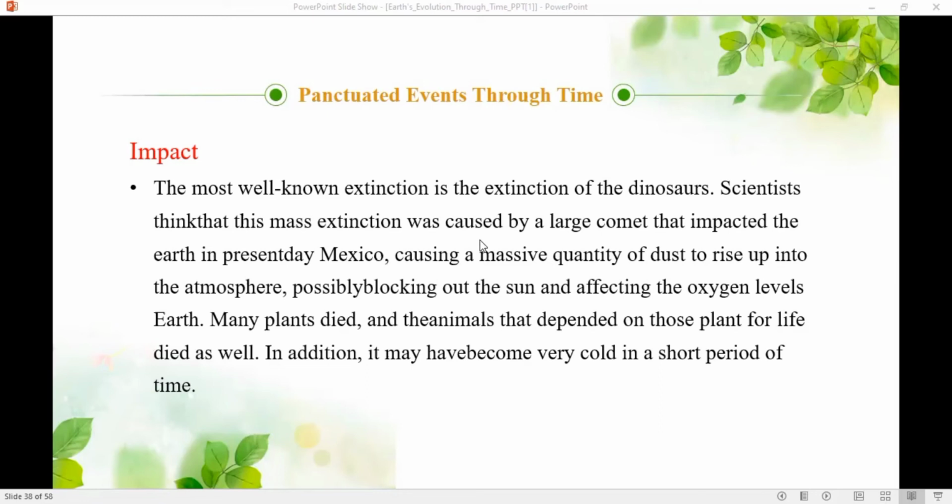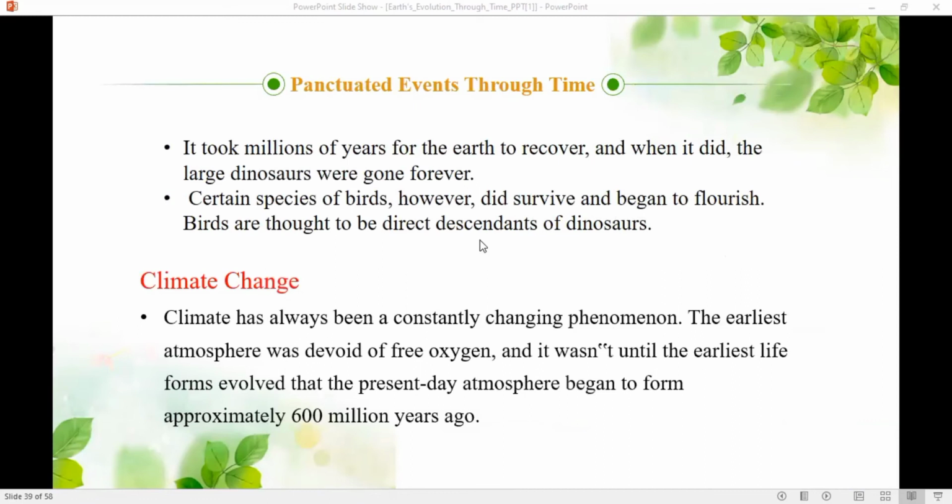This impact caused dust and smoke to rise into the atmosphere, causing climatic changes as well as the death of numerous plant species and the animals that ate those plants. It took millions of years for the Earth to recover, and when it did, the large dinosaurs were gone forever. Certain species of birds, however, did survive and began to flourish. Birds are thought to be direct descendants of dinosaurs.